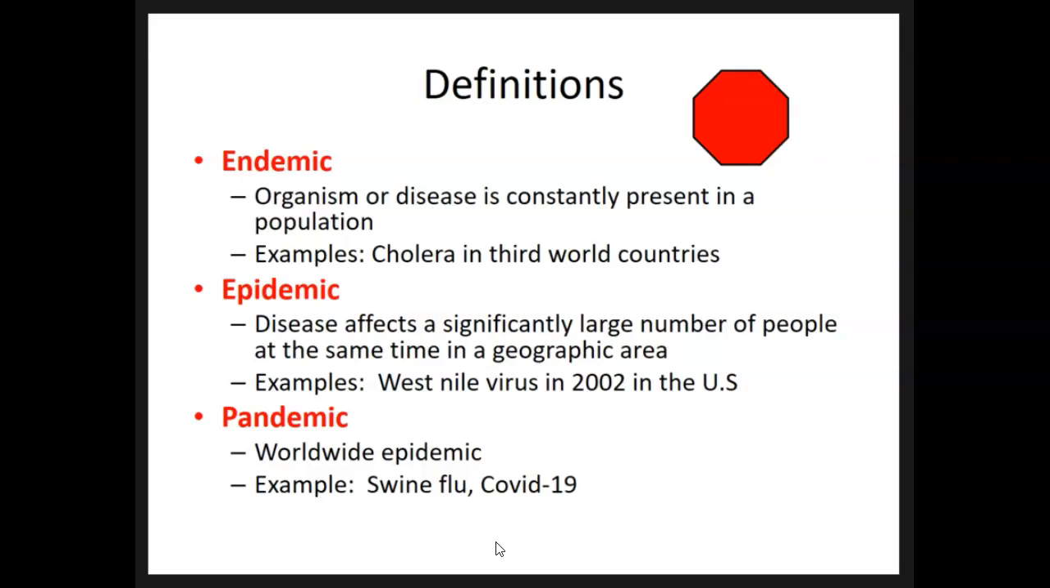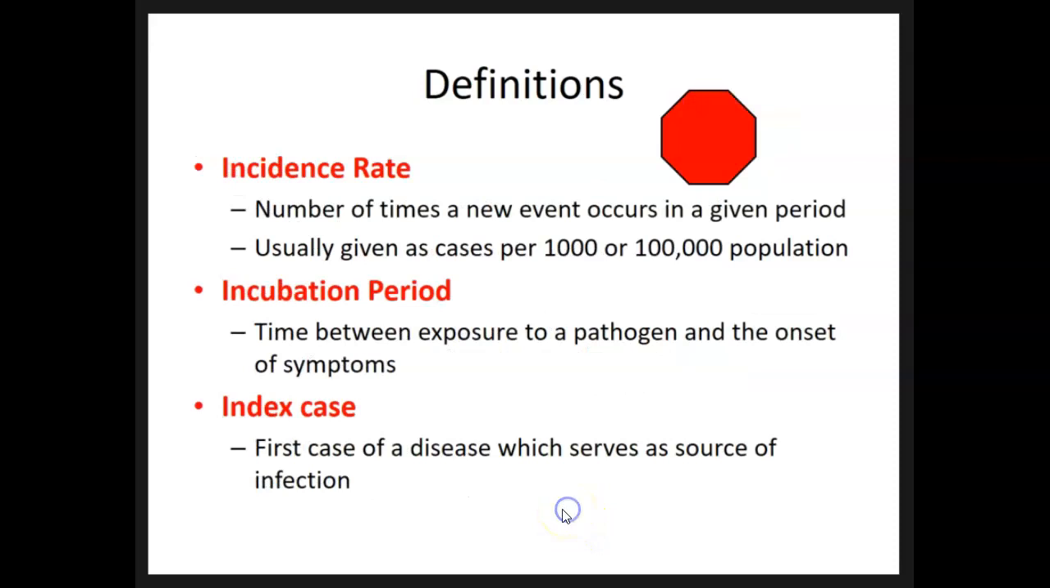Next terms that after 2020 we are all familiar with. Endemic is an organism or disease that is constantly present in a population. Example, cholera in third world countries. An epidemic is a disease that affects a significantly large number of people at the same time in one geographic area. For example, the West Nile virus in 2002 in the United States. And then a pandemic is a worldwide epidemic. Examples would be the swine flu and then more recently COVID-19.